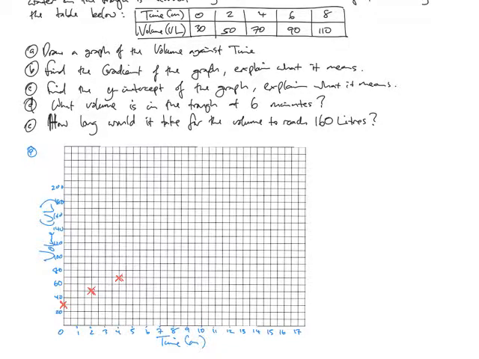At time 6, it's going to have a volume of 90, so that will be here. And at time 8, it's going to have a volume of 110, so that's going to be between 100 and 120, so that's going to be there. So you can see it's going to form a straight line. So now I need to draw a straight line through those points.